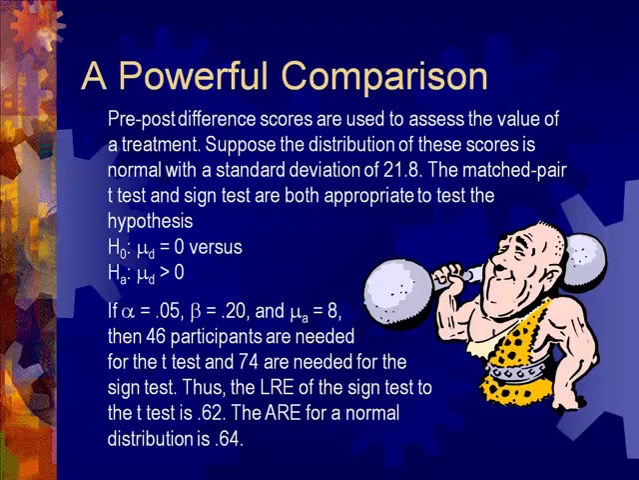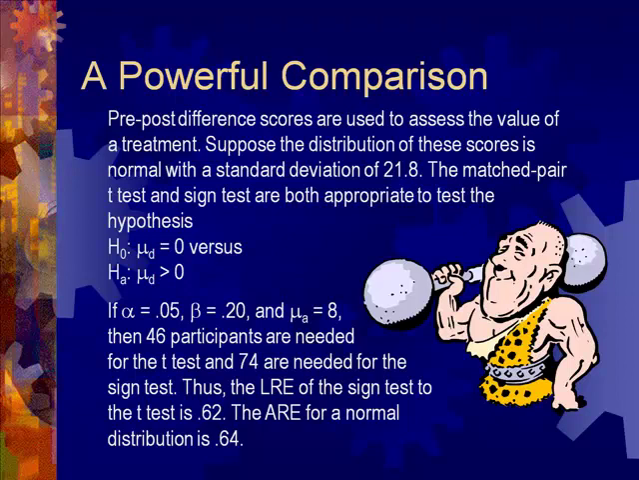And let's suppose that we know the effect size is such that the difference is actually 8. So we're looking at this specific alternative mean. We don't know this for a fact because we only have sample data and we're estimating a population effect size. But here we're positing an alternative hypothesis that the mean is 8. Well, if we do the calculations, which are not easy to do, we'll find out that 46 participants are needed for the t-test and 74 are needed for the sign test.